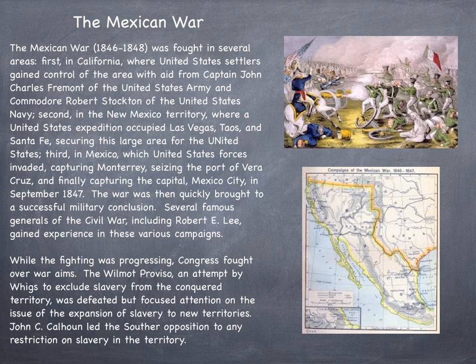Several famous generals of the Civil War, including Robert E. Lee, gained experience in these various campaigns. While the fighting was progressing, Congress fought over war aims. The Wilmot Proviso, an attempt by Whigs to exclude slavery from the conquered territory, was defeated, but focused attention on the issue of the expansion of slavery to new territories. John C. Calhoun led the Southern opposition to any restriction on slavery in the territory.